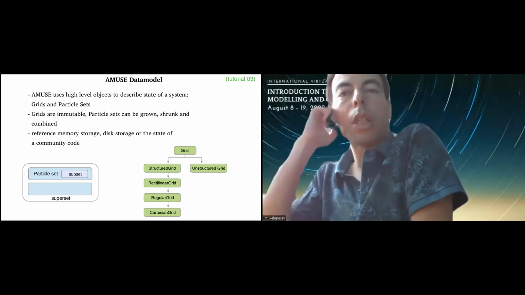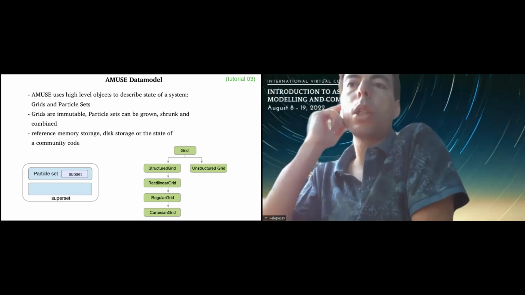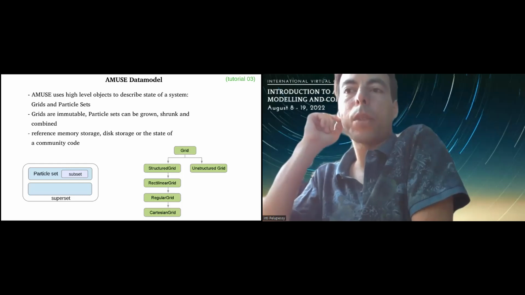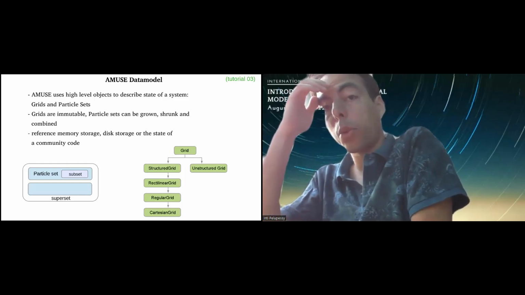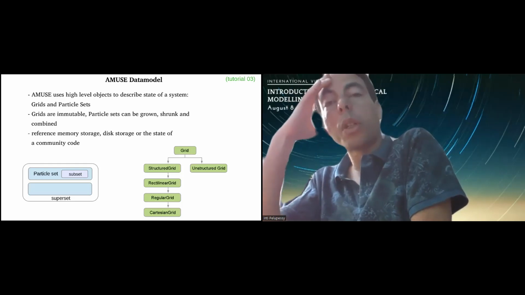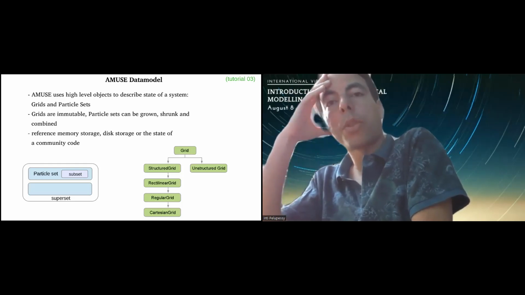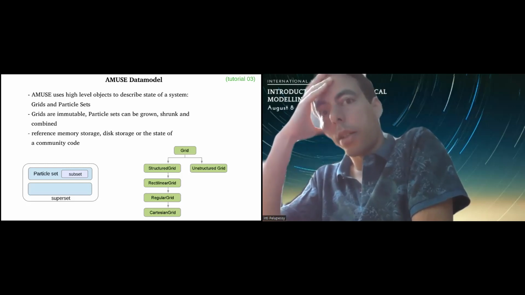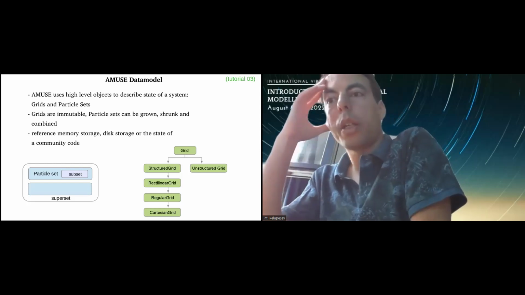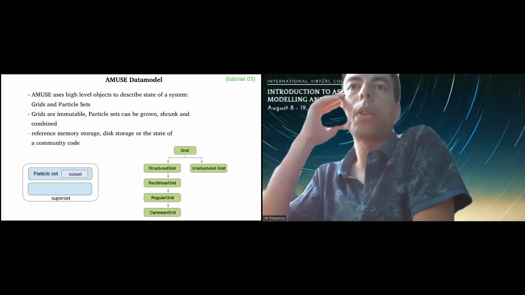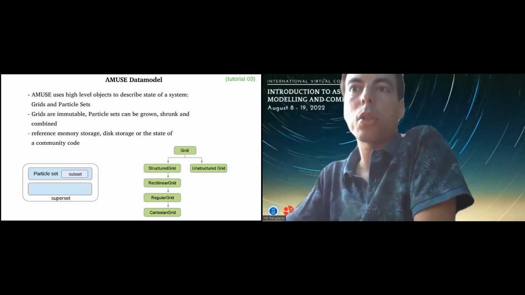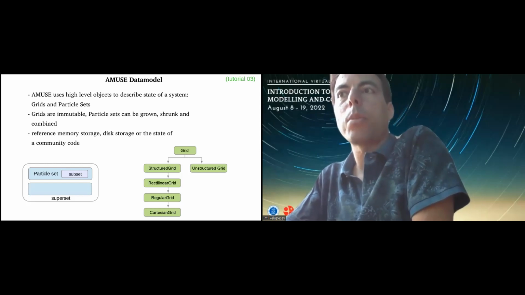There are different models for implementing this. You don't need to know this, but they can be implemented as memory storage, disk storage, or they can refer to a state of a community code. And that's very important, that whatever the code uses internally for the representation of data, it's all wrapped in either a particle set or a grid. So you don't need to know about the internal workings of the code. You just need to know about the particle sets and the grids, and you can talk to any code in Amuse.